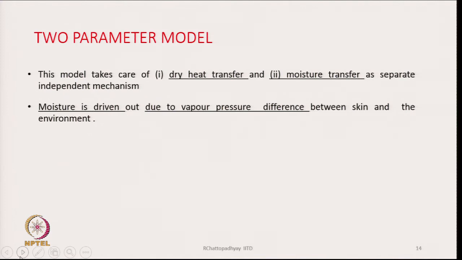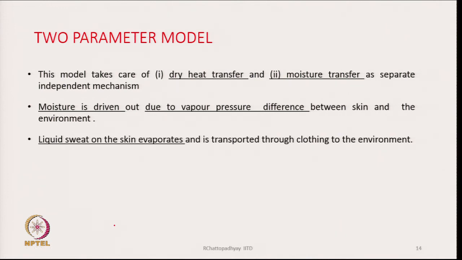Now, heat is driven out because there has to be a temperature difference. Similarly, moisture is driven out due to vapor pressure difference. So, that is the driving force. Unless there is a vapor pressure difference between skin and the environment, the moisture cannot move away from the skin. And now, liquid sweat on the skin evaporates and is transported through the clothing to the environment. So, there is some liquid sweat on the skin, but then there is a layer of fabric in front of it. The sweat will evaporate slowly and the vapor will pass through the fabric. If the sweat is too much, then sweat also gets transported into the fabric through wicking action.